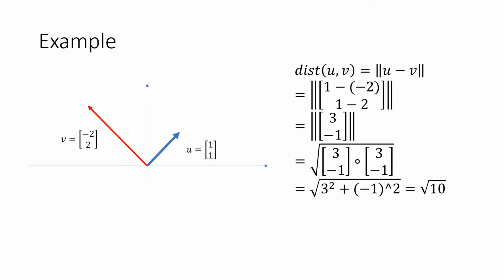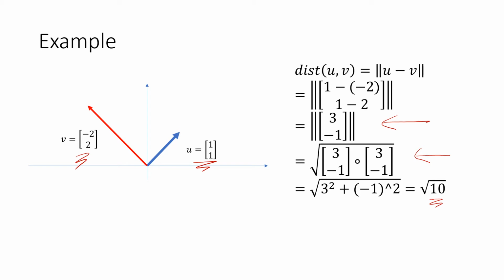So take this for instance. We have two vectors here, (1, 1) and (-2, 2). We can get the distance of those using that formula. You take u minus v. The distance from u to v is u minus v. So u minus v gives us (3, -1). Then you take the norm of it. The norm is the square root of the inner product, which is the square root of 10.